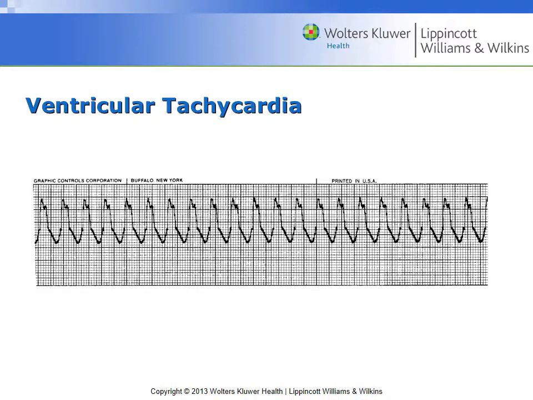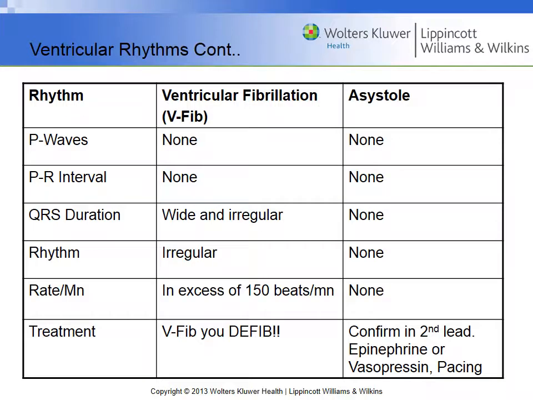The next slide shows a large run of VTAC. And if you'll notice here on this slide, you have no P wave. You have wide ventricular complexes, and they're rapid. Again, ventricular tachycardia, you check a pulse. If you don't have a pulse, you defibrillate. If you have a pulse, you treat with O2, with making sure their potassium is appropriate, and with amiodarone or Adenocard.